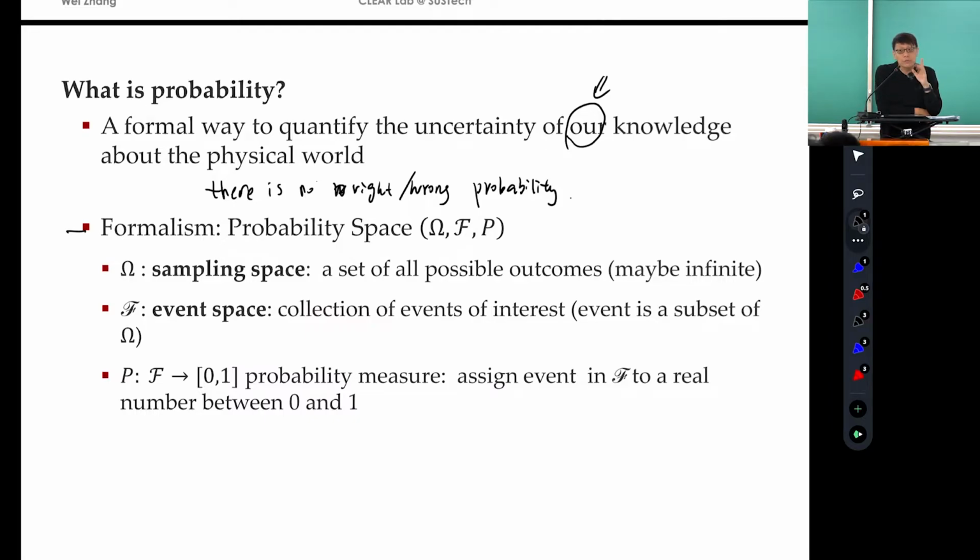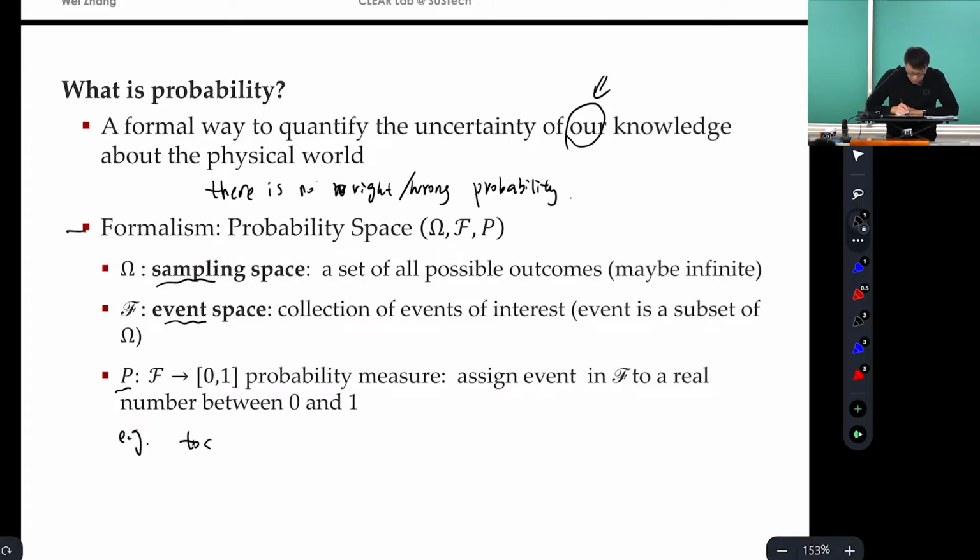If you want to formally define probability, you have to specify the 3 key elements of a probability space. One is the sampling space. The other is the so-called event space. The third is probability, which is a mapping that assigns each event a number between 0 and 1, denoting the likelihood of that event.